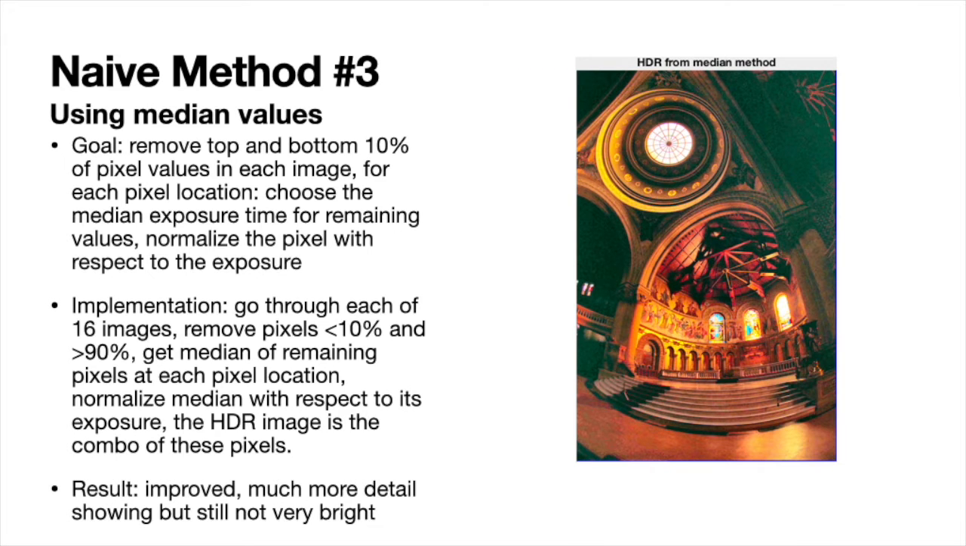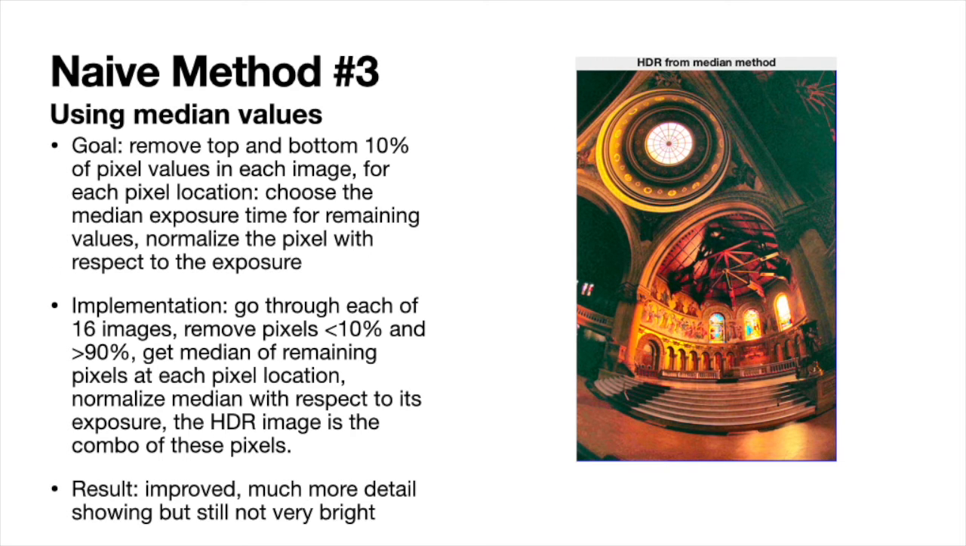For the third method, I used median values. So I removed the top and bottom 10% of pixels from each image. And then for each image location across the 16 images, I chose the median pixel, normalized it with respect to the exposure at that location, and then combined the different normalized pixels at each location to create a single HDR image. And the result is much better, but it is still a little bit too dark and there's still not enough detail.